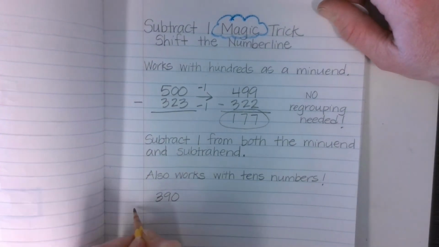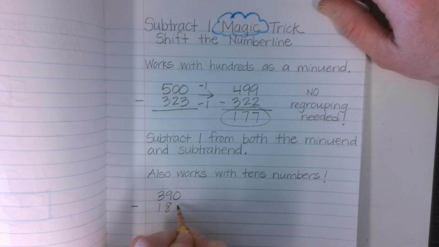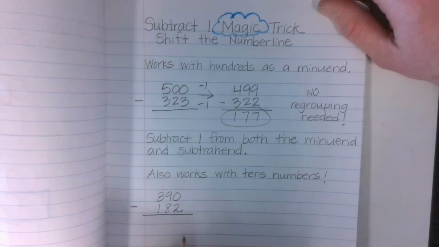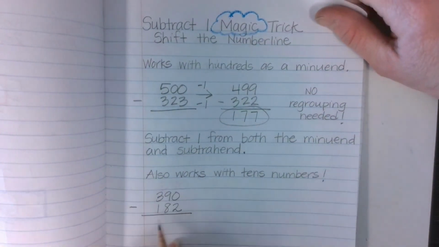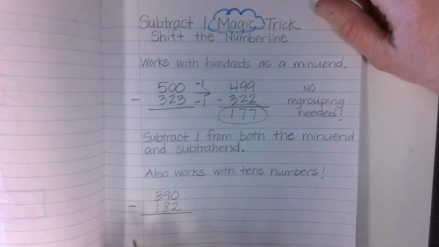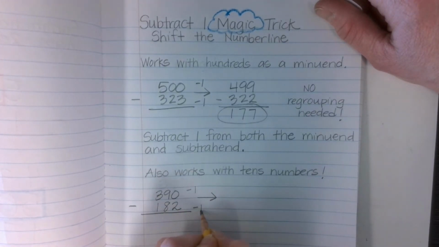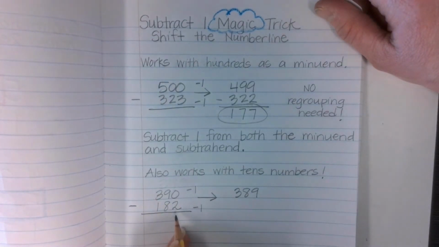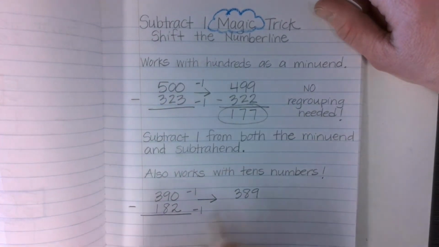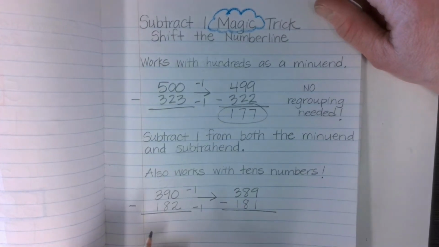Let's try 390. And let's try subtracting 182. Okay. So I have 390 subtract 182. So, draw my little arrow. Subtract 1 from each of these. What is 390 subtract 1? 389. What is 182 subtract 1? 181. And then I can subtract without having to regroup.